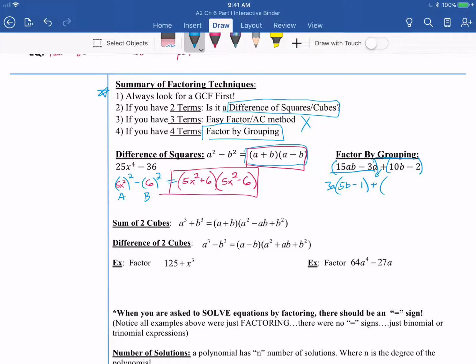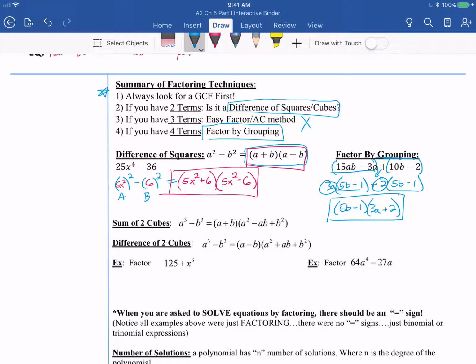Now here, what can I take out of 10b minus 2? I look at that, hey, I can take a 2 out of both those, so that's going to be 5b minus 1. The way that this is really nice is because what do you notice about those things in the parentheses? That they're the same, right? So I have 5b minus 1 and 5b minus 1. So if you factor by grouping, this is always going to come out pretty nice for you. So that 5b minus 1 can actually be factored out in the front now. That's what they both have in common. And then what do they have left? We have 3a plus 2. Those come in the back part there. So that is factor by grouping.